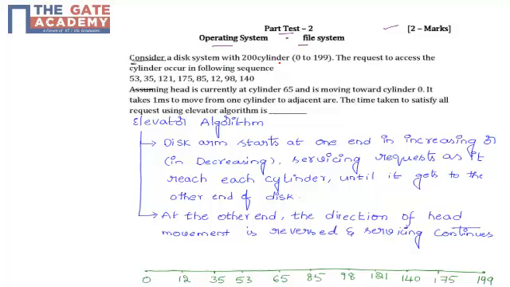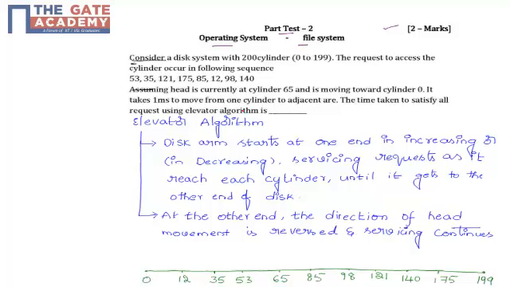Consider a disk system with 200 cylinders, numbered 0 to 199. The requests to access the cylinders occur in the following sequence: 53, 35, 121, 175, 85, 12, 98, 140. Assuming the head is currently at cylinder 65 and it is moving towards cylinder 0. It takes 1 millisecond to move from one cylinder to an adjacent one. The time taken to satisfy all requests using the elevator algorithm is.